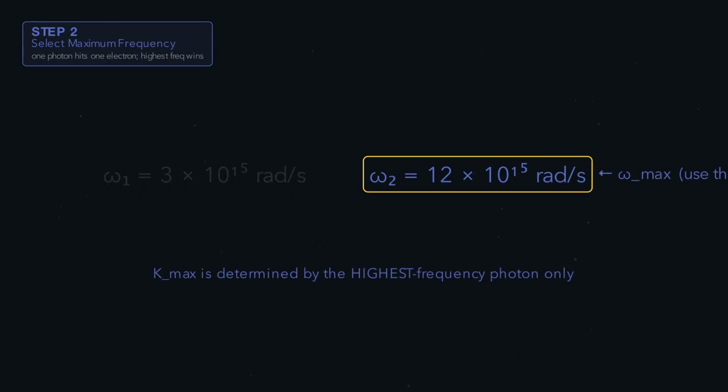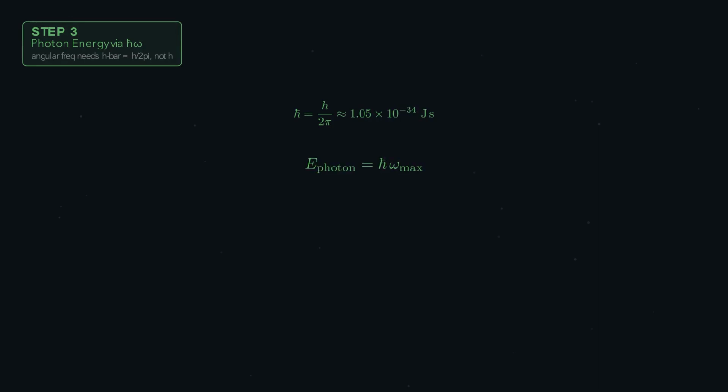2 light waves strike a metal surface, each with a different frequency. Which one determines the maximum kinetic energy of ejected electrons? And what is the classic trap hiding inside this wave equation?